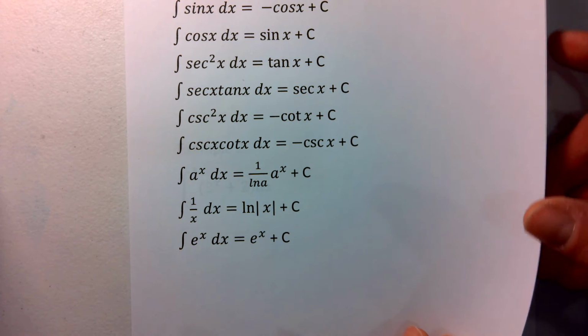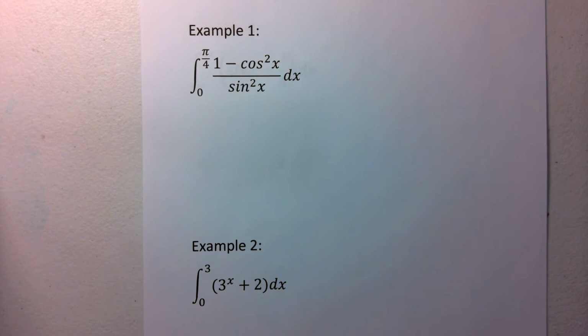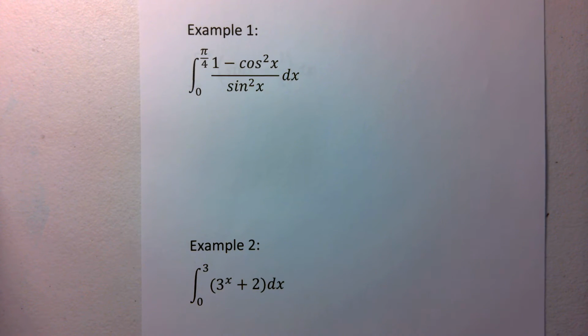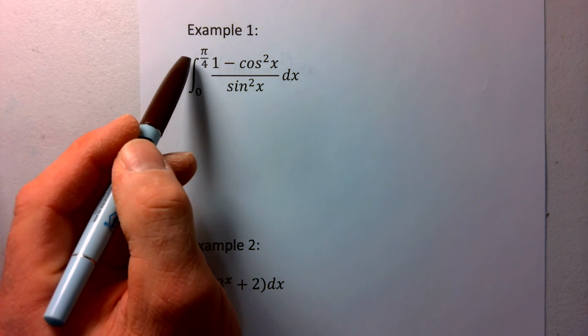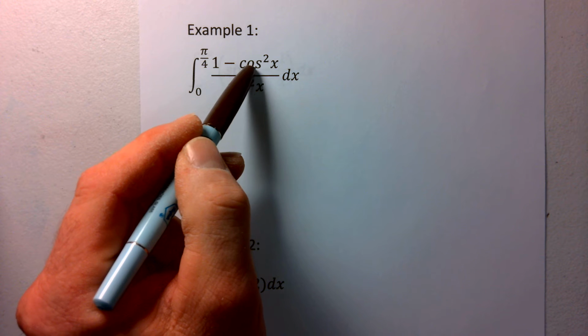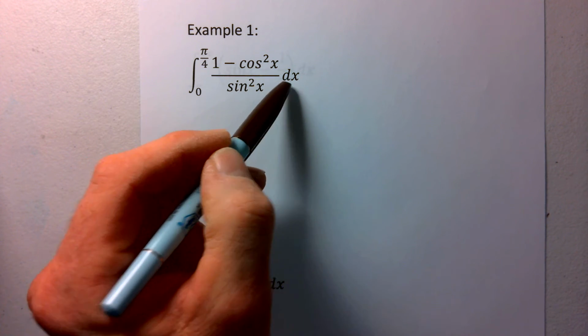So let's go ahead and look at a couple of examples working with these. There's, again, not going to be miserable, but we are going to go ahead and play around with a few of them. So we have the integration from 0 to pi over 4 of 1 minus the cosine squared of x over the sine squared of x dx.